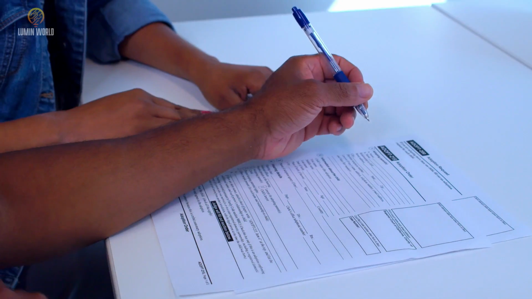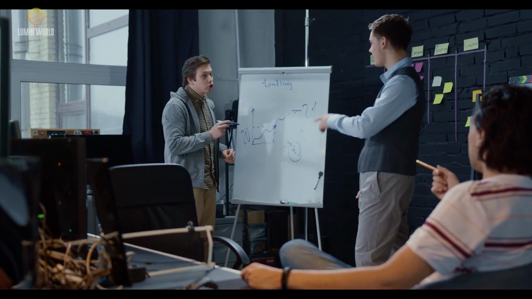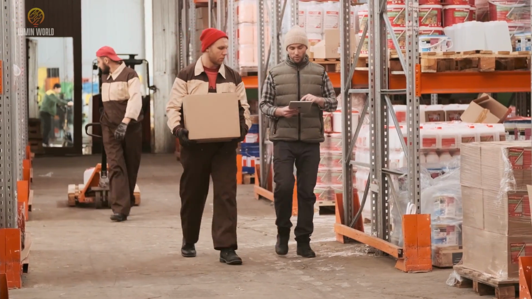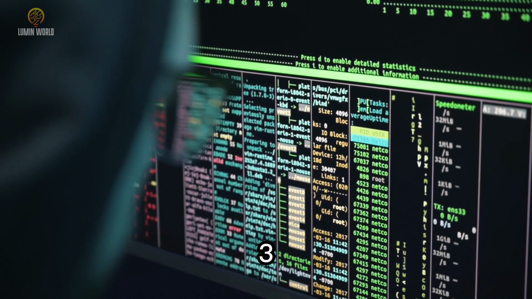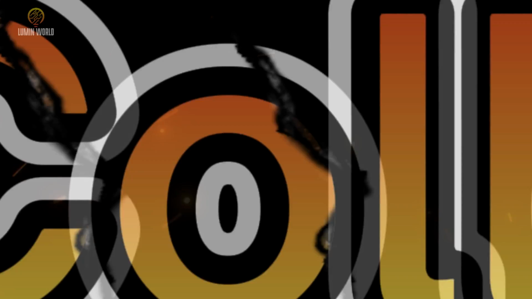With the rise of big data, there was a need for experts who could analyze and interpret large volumes of data. Data science quickly became an essential skill in many industries, including healthcare, finance, marketing, and government. Data science can be divided into three main areas: data collection, data analysis, and data interpretation.